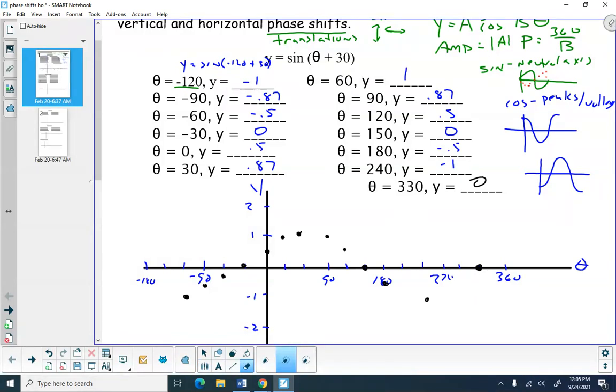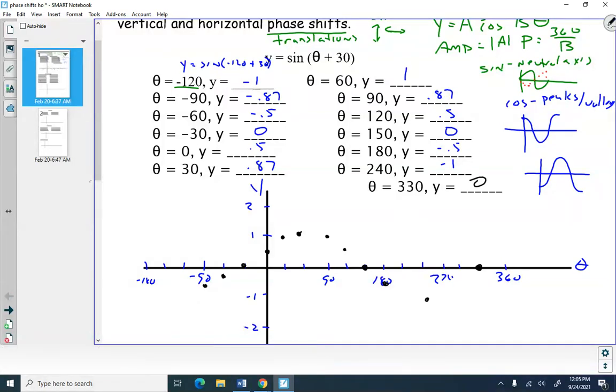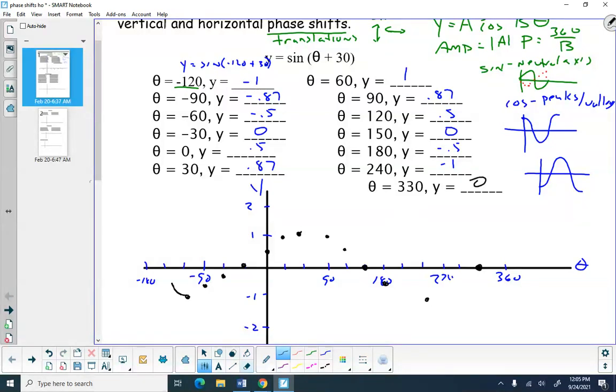So if we take a look at this graph, my graph looks very similar to a sine curve. Now what I'm going to tap in here is, if I did a normal sine curve, at 0 it would be at 0, at 90 we would be at 1, at 180 we'd be at 0, 270 we'd be at -1, and 360 we would be at 0. So if I looked at my normal sine curve, this is what we have.